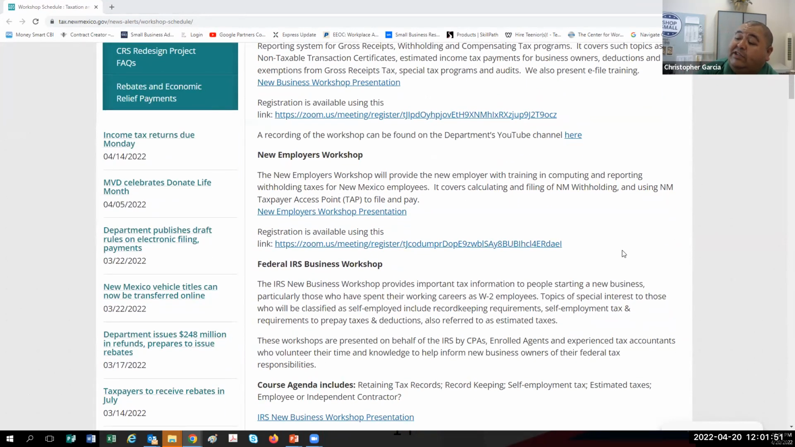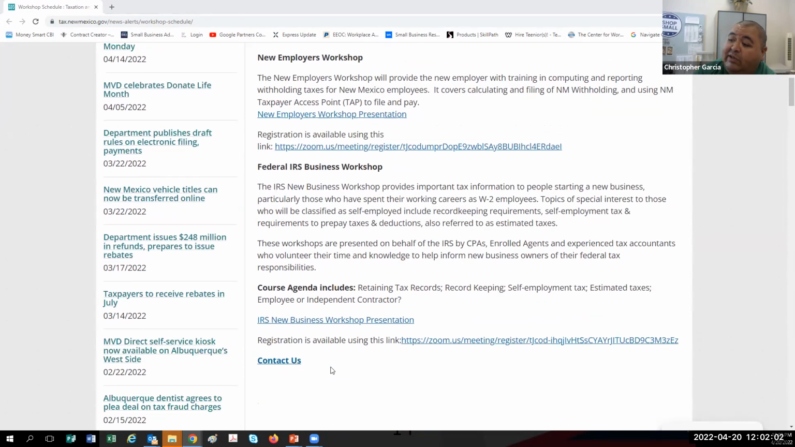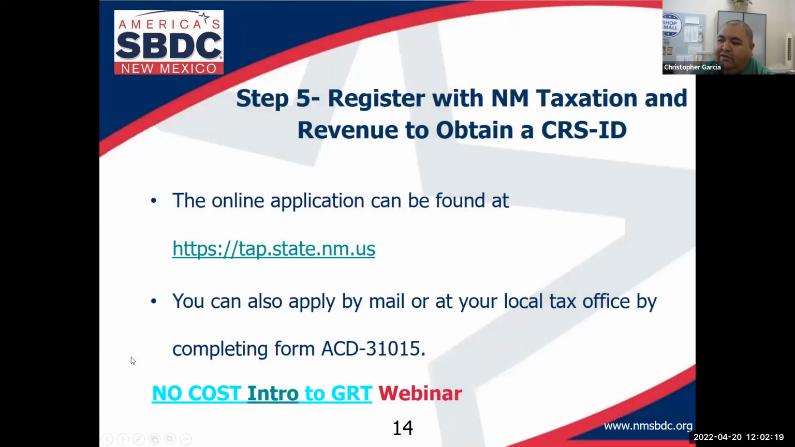They have the new employers workshop. If you're going to have employees, you need to take out state and federal withholdings from their paychecks, and they go over that in the new employers workshop. And they also have a bonus webinar where they had an accountant talk about the requirements from the IRS for taxes. So take advantage of that free training. Everybody on the call wanting to start a small business needs to take this training. No buts about it.